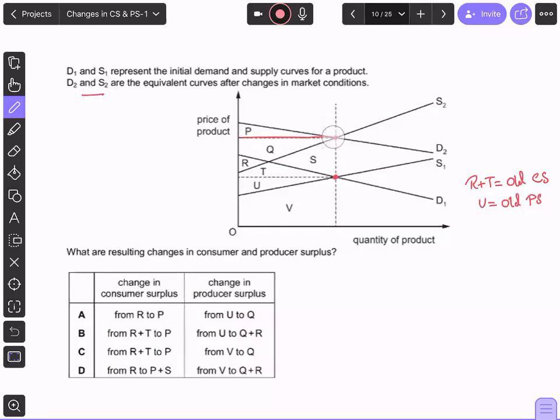This is your consumer surplus. Then P is the new consumer surplus, and R plus Q is the new producer surplus. So the change in the consumer surplus is from RT to P, and the change in the producer surplus is from U to Q and R. The answer will be B.